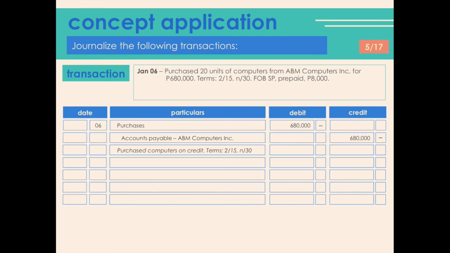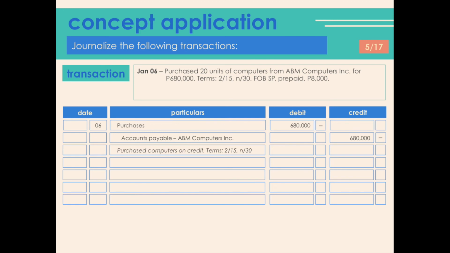This is another purchase transaction, so we debit purchases for 680,000 and credit accounts payable ABM Computers Inc. for the same amount. Although it was not explicitly stated that the purchase was made on account or on credit, the credit term 2/15 and 30 indicates that the sale was made on account. Again, always remember to record the freight entry if necessary. So let's check the terms.